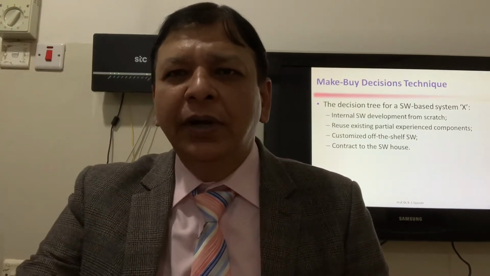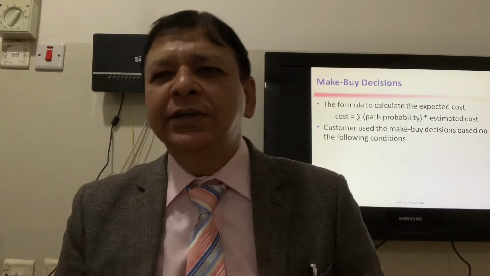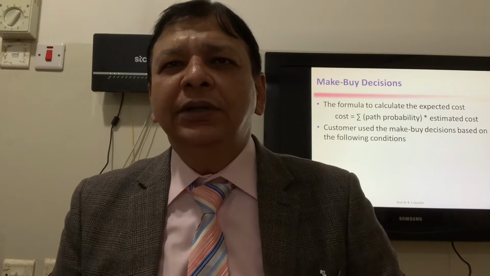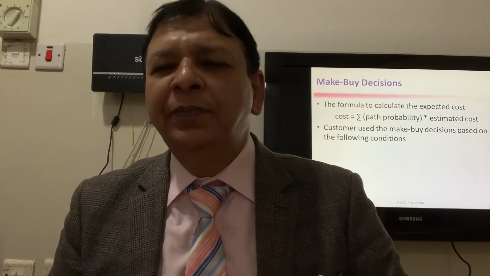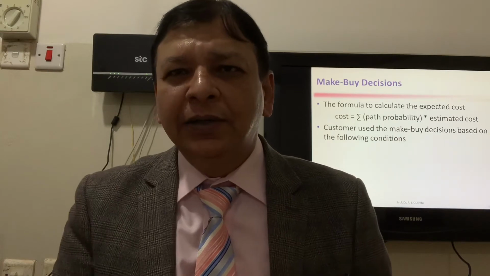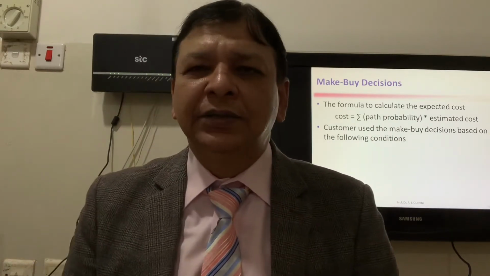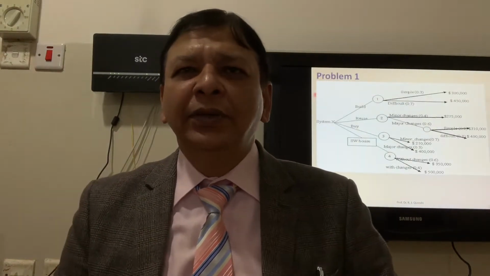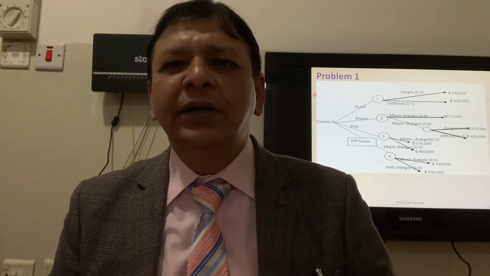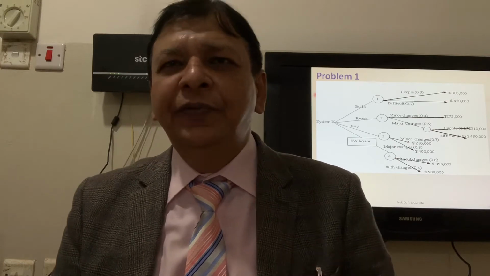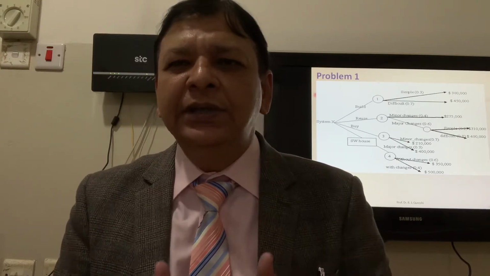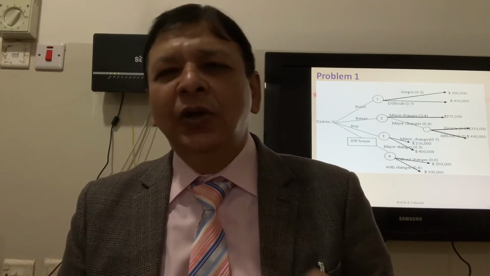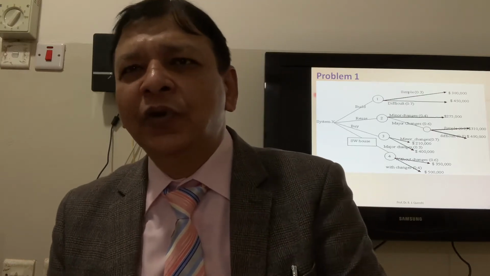The formula to calculate the cost is: expected cost is equal to sigma, path probability multiplied by estimated cost. So that means there is a decision tree and there are branches. Let's take an example. We have build, reuse, buy or sign the contract to the software company. Simple, difficult, 30%, 70%. Probability is always out of 100%. 0.3, 380K. Difficult, 0.7, 450K.